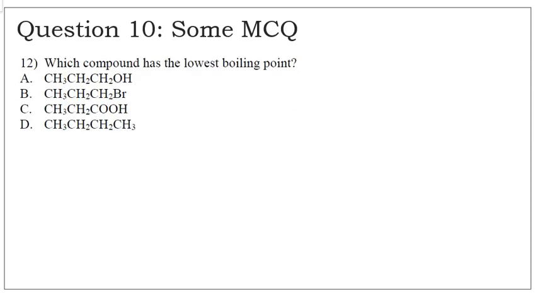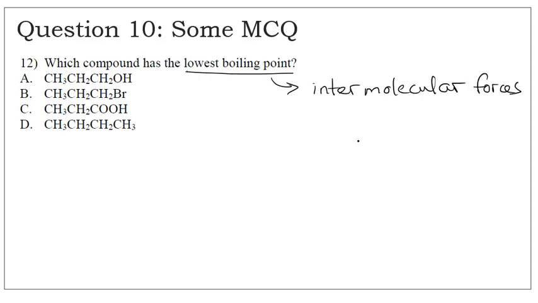Lowest boiling point. Okay, this is another type of question. This one you need to look at the type of intermolecular forces present. Whenever you see boiling point or melting point or any other physical property, look at intermolecular forces. First of all, as you can clearly see, they all have the same number of carbons. This one has 1 CH, this one's slightly longer, but other than that, they have 3 carbons.